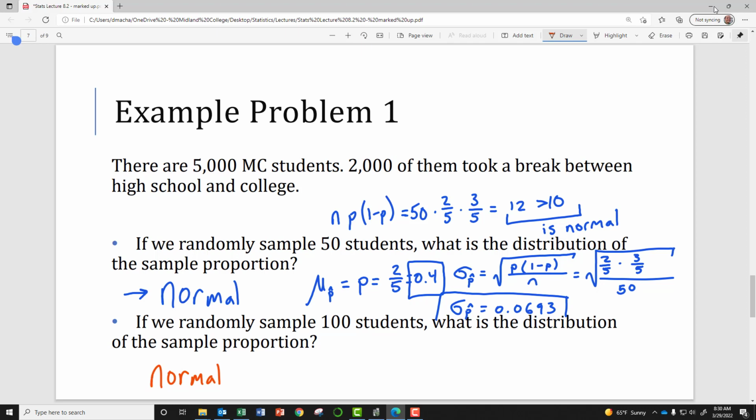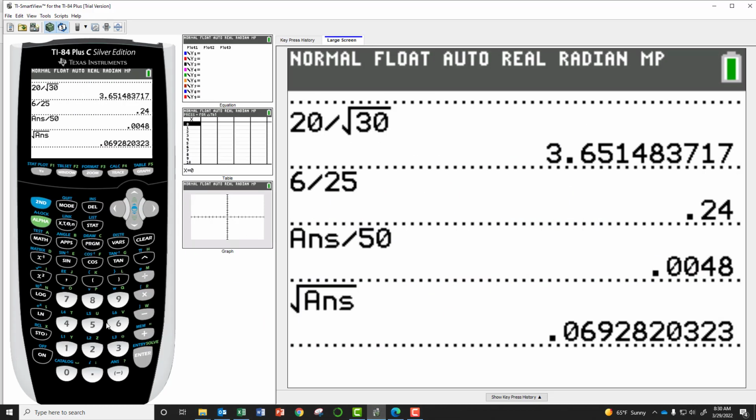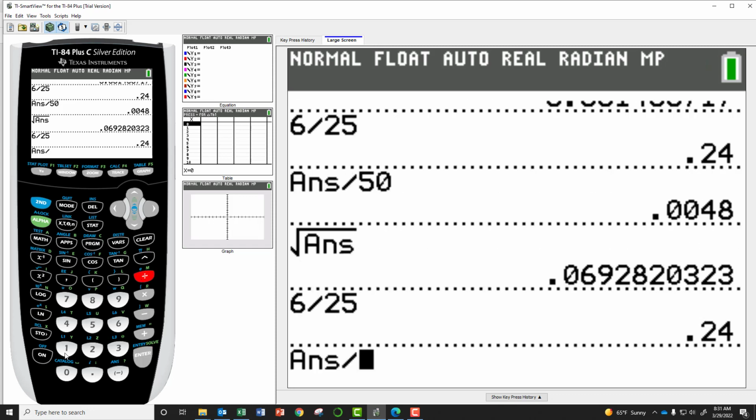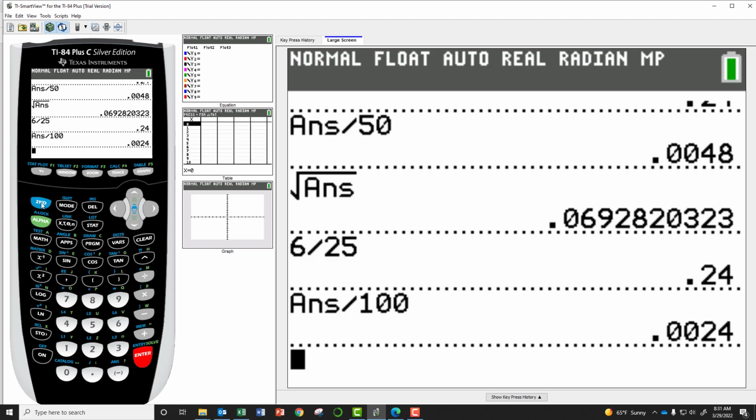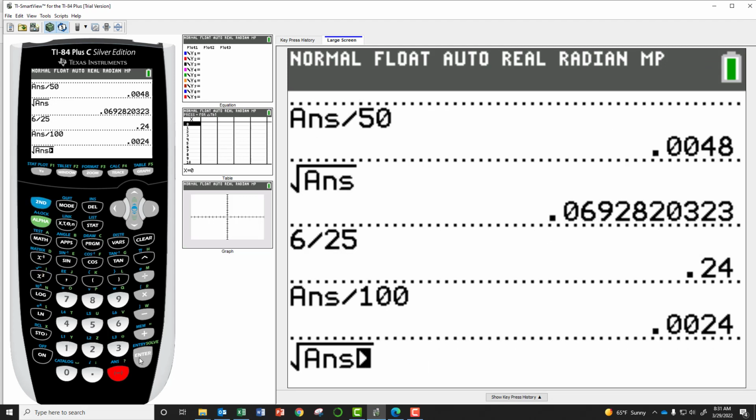What about my mean? Well, that's still equal to the population proportion, so it is still 0.4. Now, the standard deviation might change. So let's look at this formula again. It's the square root of p times 1 minus p divided by n. So it'd be 2/5 times 3/5, this time divided by 100. 2/5 times 3/5 is 6 divided by 25. This time I'm going to divide by my sample size of 100, and then take the square root of that.